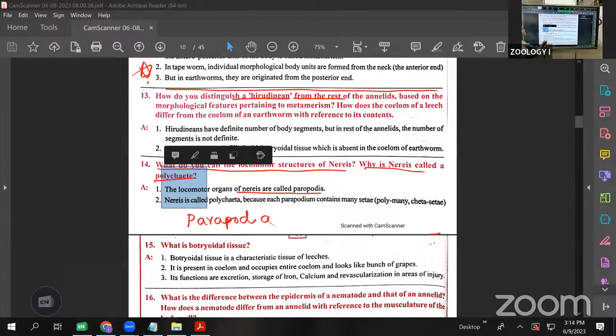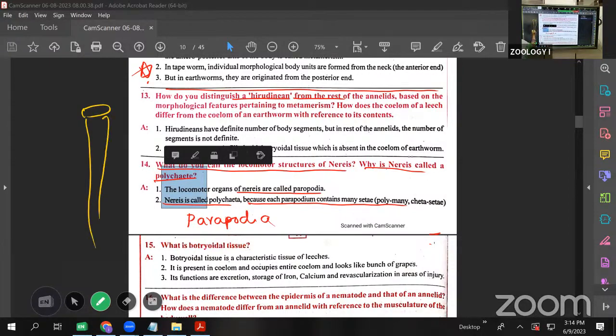The nereis is called a polychaeta. Why? Because the parapodia have a number of setae present, since each parapodium contains many setae. Clear? For example, see this one here. How the nereis looks, I'm drawing a rough diagram here like this. It has a number of segments.